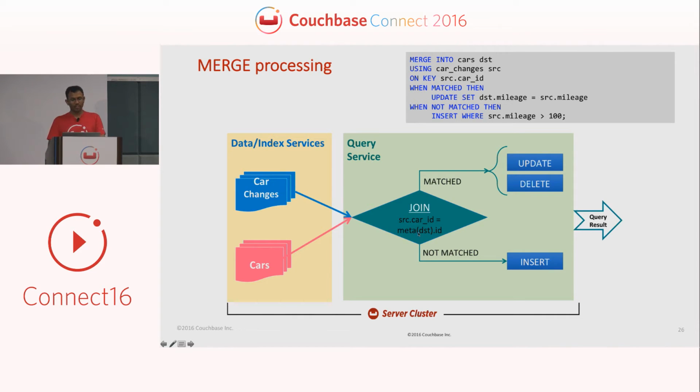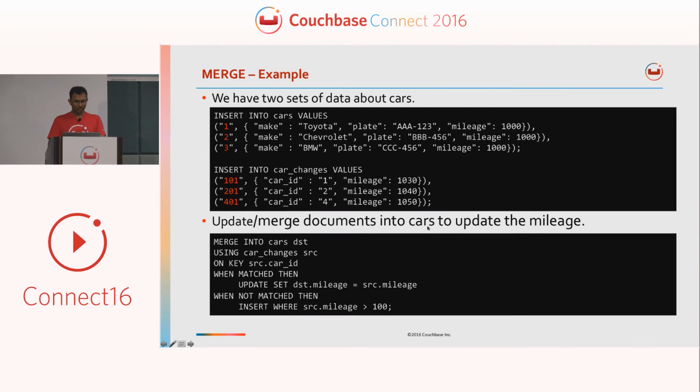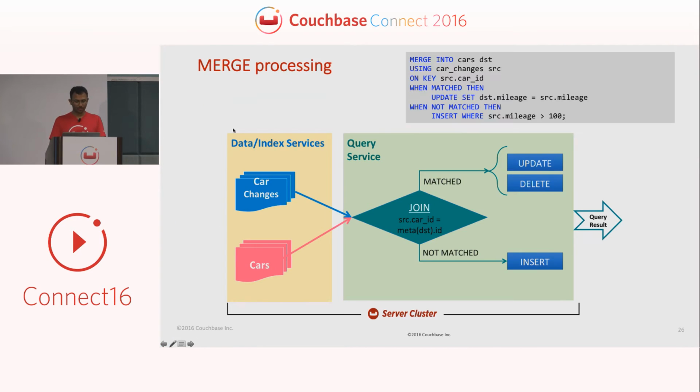When they come into the merge statement in the N1QL engine, you will do a join on the car ID here. If you see here, the car ID of the car changes, 1, 2, 4, they correspond to the keys of the actual document. That's where the foreign key, primary key linkage comes in. And if you match, you do update and delete. If you don't match, you can do insert. And for each document, this is iterated, and then the results are output.